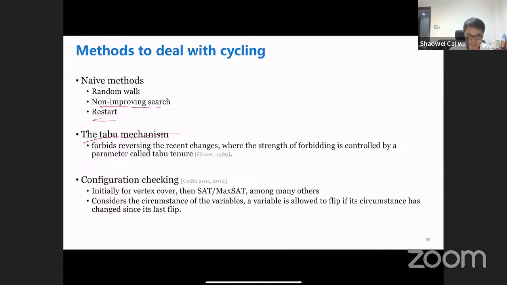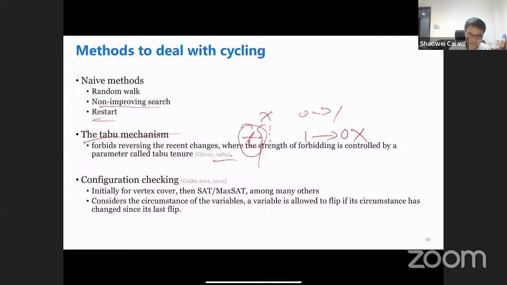A famous mechanism for doing this is the taboo search in 1989, which is not only applied to SAT, but also many other combinatorial optimization problems. It simply forbids reversing the recent changes. For example, if we flip x from 0 to 1, then in the next t steps, it's forbidden to change x from 1 to 0 again. So now we know that this is a parameter. The performance of the taboo algorithm depends on the value of the parameter.